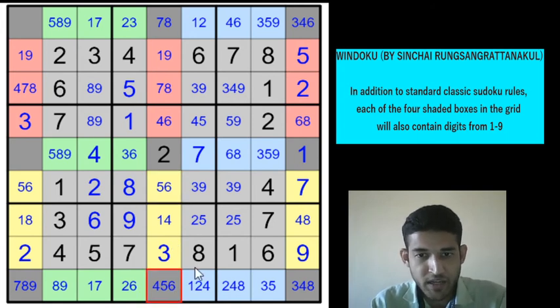I'll repeat again. This cell, if you focus, it cannot be 3, 7, 8, 9. It cannot be a 2 as well. So this can only be 1, 4, 5 or 6, but 1 cannot be in the grey cell because all these grey cells will contain the digits 1 to 9.